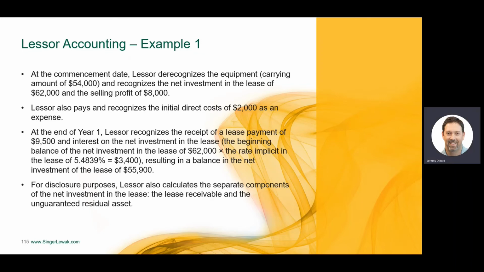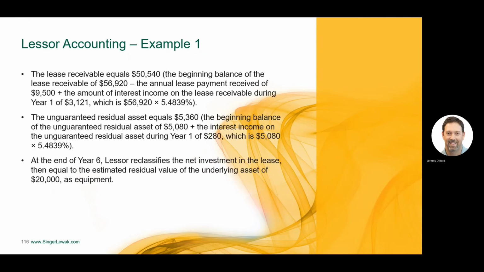Note that the lessor may need to set up GL accounts to track the separate components of the lease investment, that is, the lease receivable and the unguaranteed residual value. The lessor amortizes the separate components of the lease investment of $62,000, which includes the lease receivable of $56,920 and unguaranteed residual asset of $5,080.